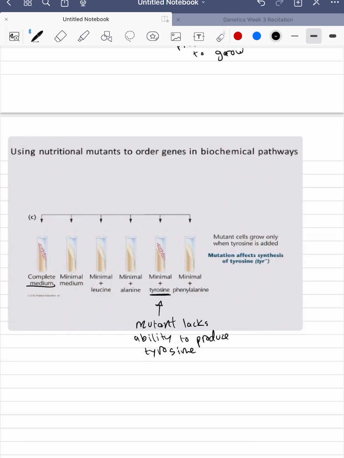Now, it's also important to note that leucine, alanine, and phenylalanine did not help in the growth of the mutant, which means that this mutant is unable to convert these amino acids into tyrosine. That's also a form of something that occurs in the biochemical pathway. What can happen is you can have a certain amino acid, and you can use enzymes to convert that amino acid into a different amino acid. But in this case, it was unable to convert any of these amino acids into tyrosine.